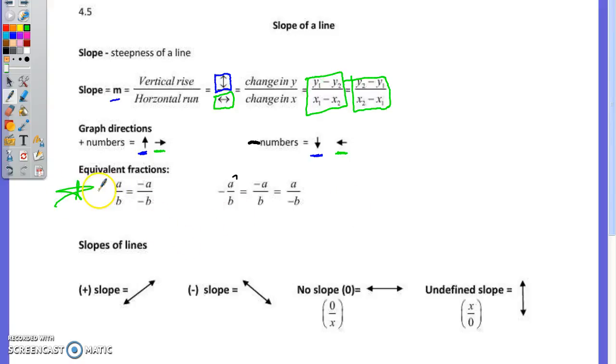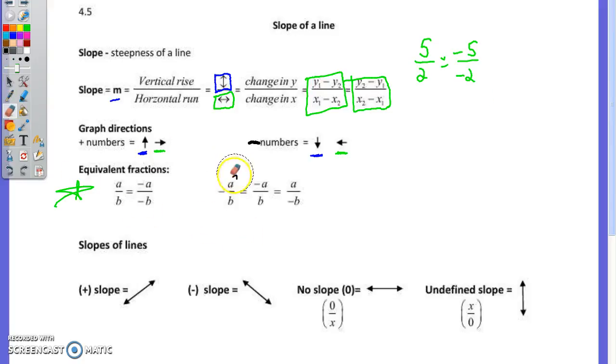Equivalent fractions was an important piece too. We have to know that any positive slope, meaning the fraction that is indicating a positive slope, can be written as either two positives over each other or two negatives over each other. So if I have 5 over 2, that's also the same as negative 5 over negative 2. They will both fall within that line of the graph.